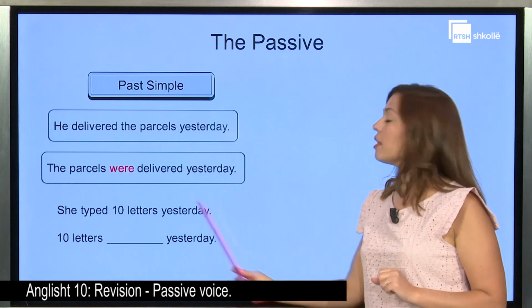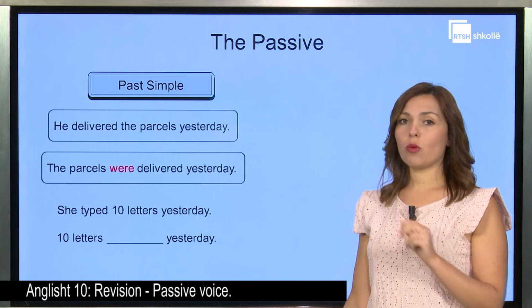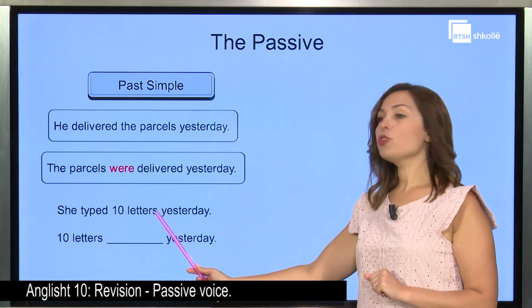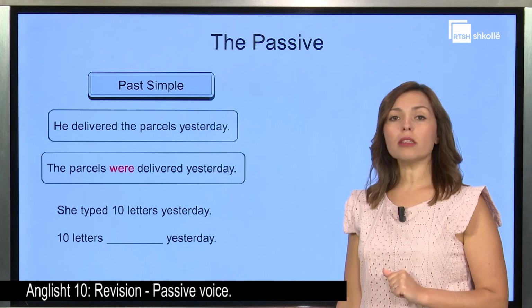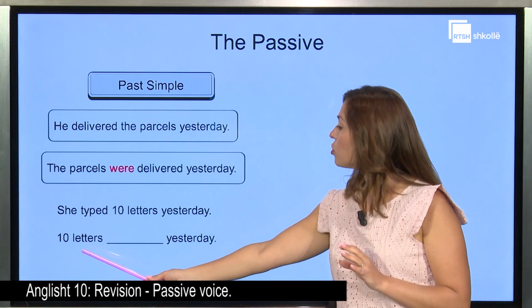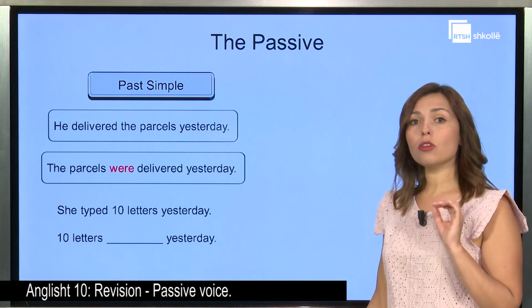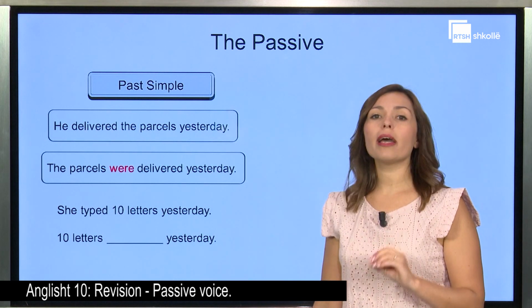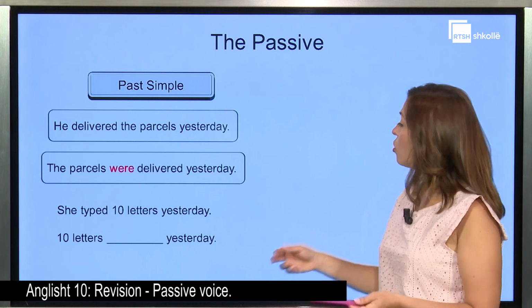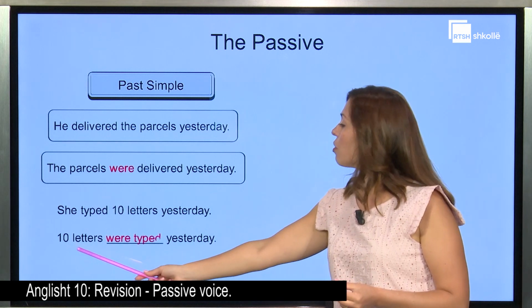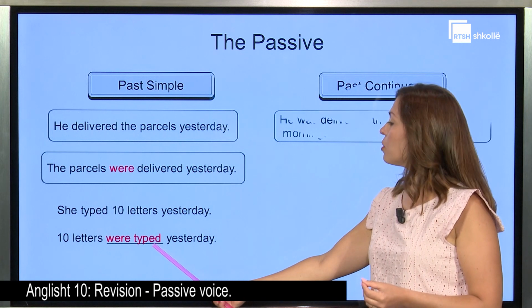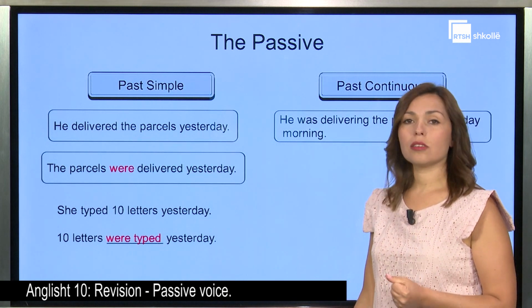She typed 10 letters yesterday. Come on, I want you to find it out. It's easy. So 10 letters, the object that has become the subject. Find the past, please. What is the past of the verb to be? Don't forget. Always keep in mind the verb to be. The past is were, of course, because it is in plural. So, 10 letters were. Our main verb, typed. Were typed yesterday.